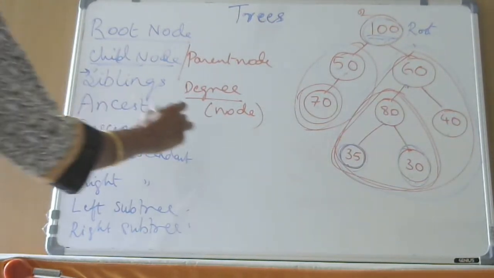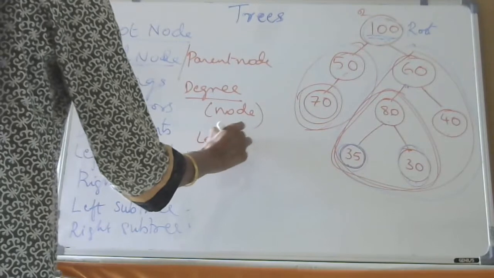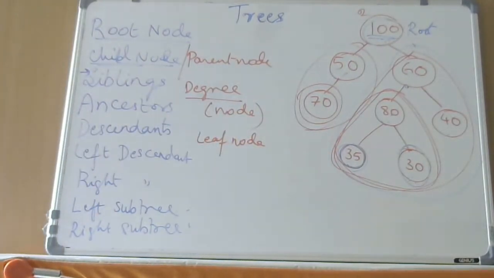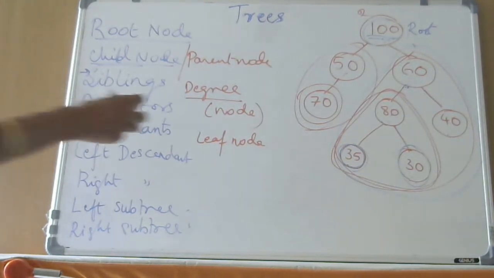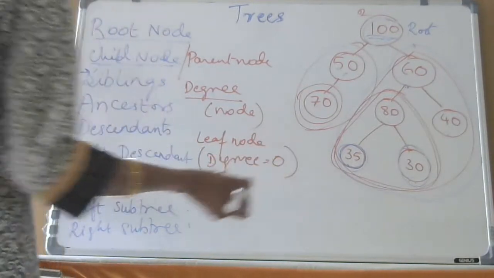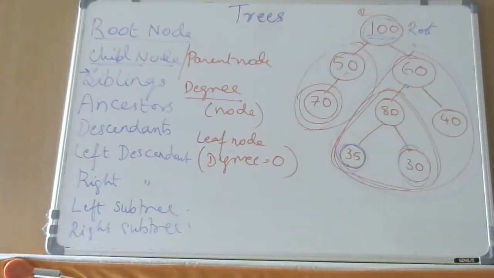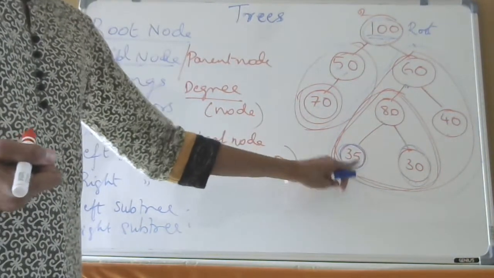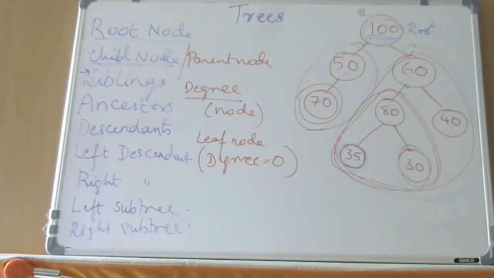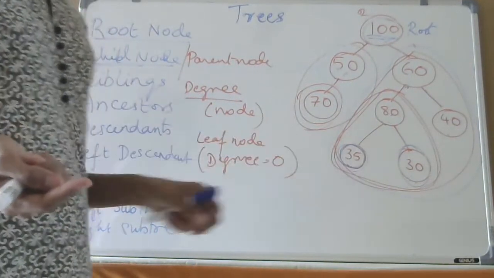Next important terminology is the leaf node. A node in a tree which has no child node, or a node in a tree which has degree 0, is called a leaf node. For example, 35. What is the degree of 35? No left subtree, no right subtree. So the degree of 35 is 0. So in fact, 35 is a leaf node.